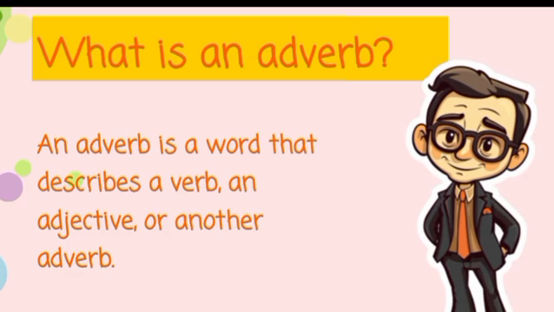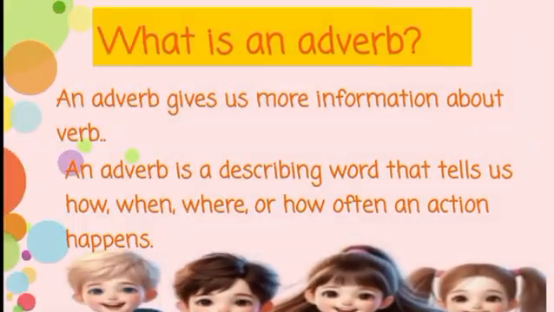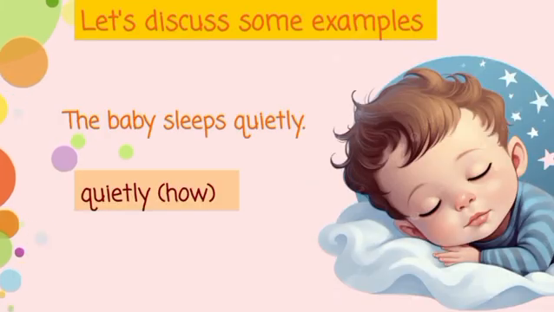We know that a verb is an action word and an adjective describes a noun. We have discussed both of these topics in our previous video. You can learn more from there. We can also say that an adverb gives us more information about a verb. An adverb is a describing word that tells us how, when, where, or how often an action happens. Basically, an adverb adds information to the verb and tells us more about it.